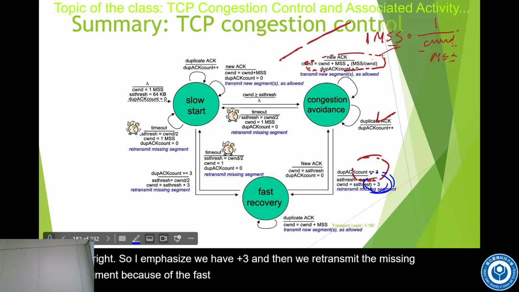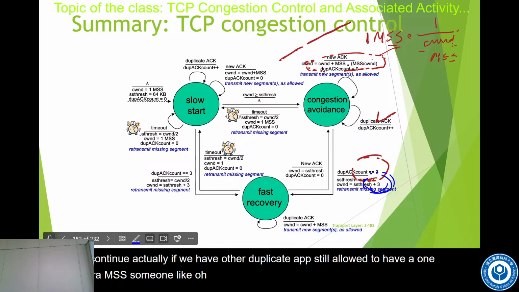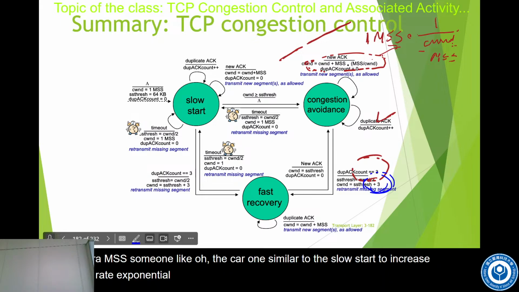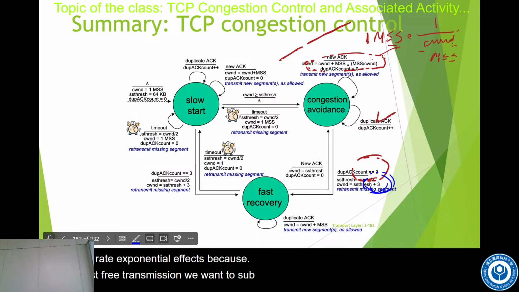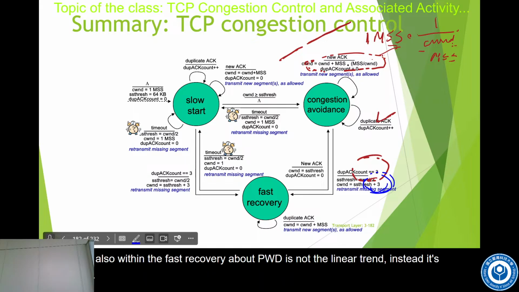But during the fast recovery, how do we continue? Actually, if we have a duplicate ACK, we are still allowed to have one extra MSS, similar to slow start, to increase the rate exponentially fast. Because of fast retransmission, we want to resolve the current problem fast. So within the fast recovery, the CWND growth is not a linear trend. Instead, it's an exponential trend, right?